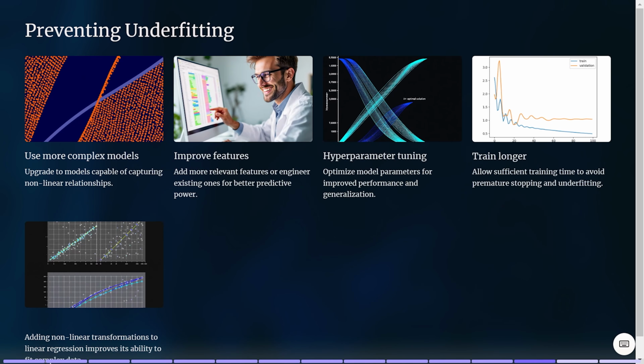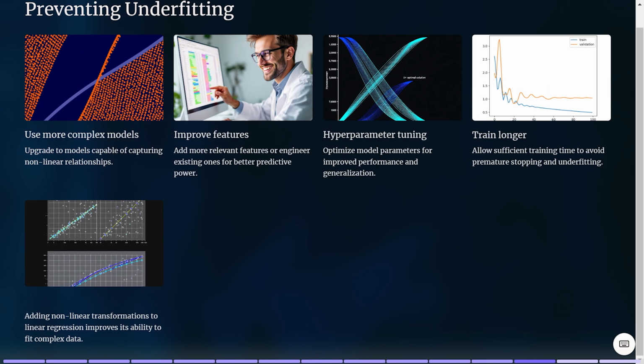To prevent underfitting, we can use more complex models like decision trees or neural networks to capture nonlinear patterns. Engineer better features or add new data. Tune hyperparameters like learning rate and number of epochs. Train for longer to give the model more time to learn. For instance, adding polynomial features to linear regression can significantly improve its ability to fit complex data.